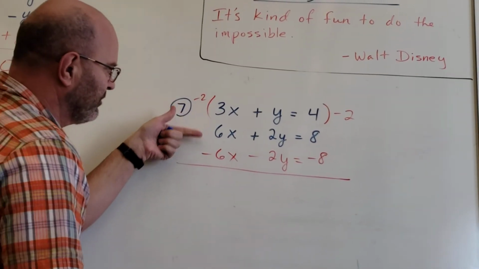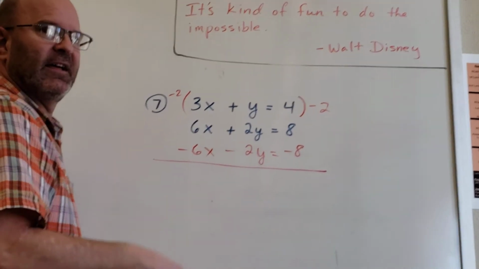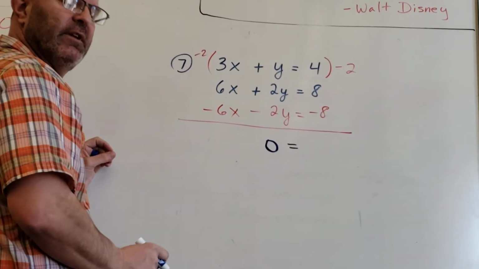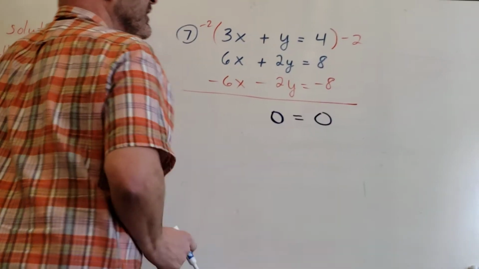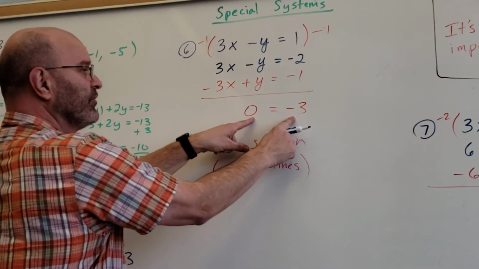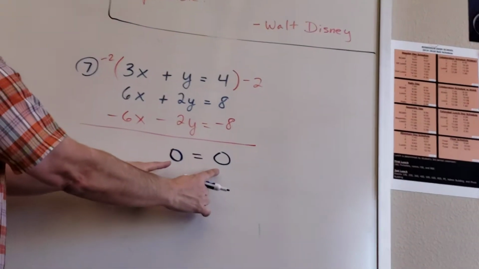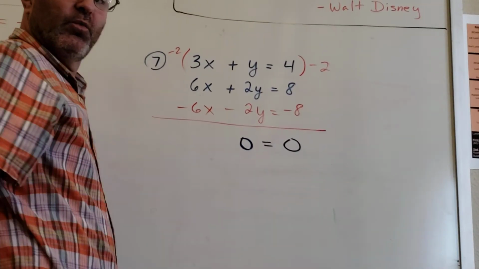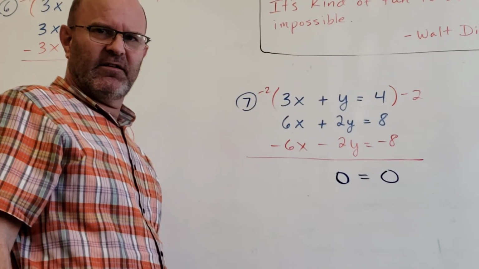What is 6x plus -6x? 0. What is 2y and -2y? 0 again. Make sure you write this down. This is the important evidence for why your answer is what it is. And what is 8 plus -8? 0 again. So this problem is similar to the last problem, but here this statement is never true. Never true. So no solution with parallel lines. Is this statement never true or always true? Well, the answer is always true, which means these two lines always intersect.